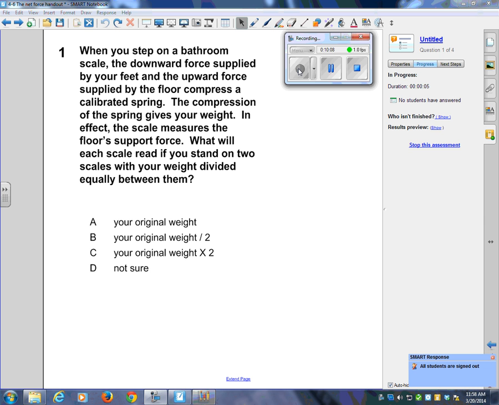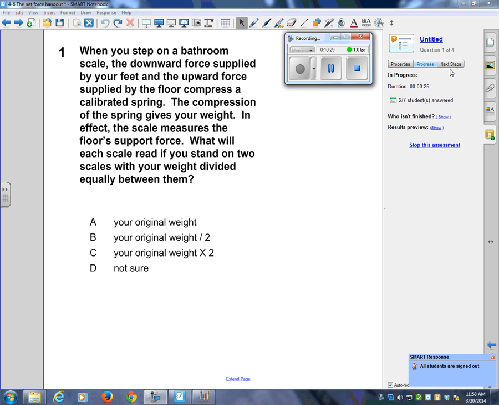There's 4 questions here. When you step on a bathroom scale, the downward force applied by your feet and the upward force supplied by the floor compress the calibrated spring. The compression of the spring gives you your weight. In effect, the scale measures the floor's support force. What will each scale read if you stand on 2 scales with your weight divided equally between them?